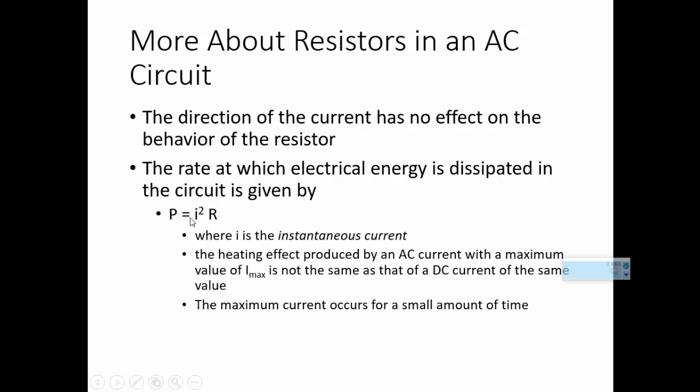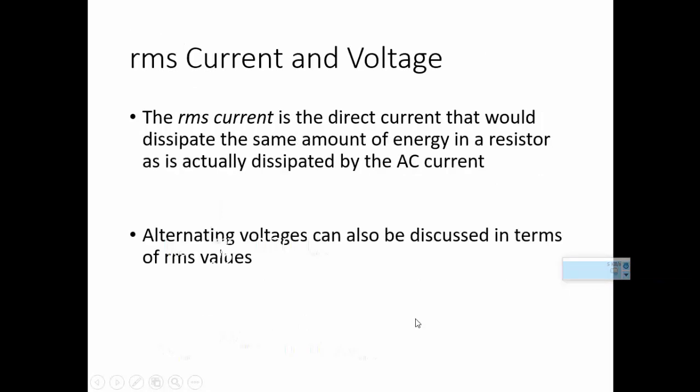If you say power is equal to I squared R, where I is instantaneous, the heating effect produced by an AC current with the maximum value of I max is not the same as that of a DC current of the same values. The maximum current occurs for a small amount of time.